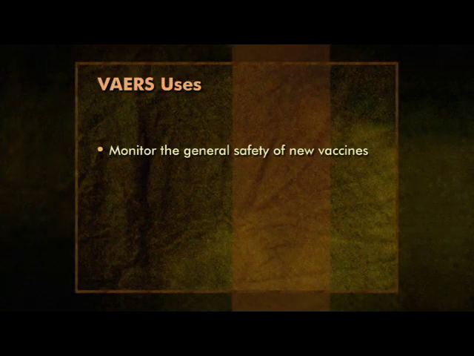Let's discuss the uses of VAERS. VAERS can be used to monitor the general safety of new vaccines. During the 2009 H1N1 influenza pandemic, VAERS was key in helping to assess the safety of the H1N1 influenza vaccine. VAERS provided the first national data during the H1N1 pandemic, and this information was useful to vaccine policymakers.